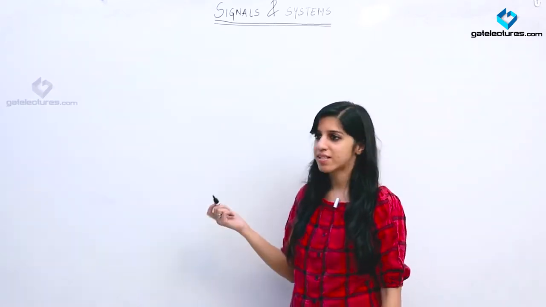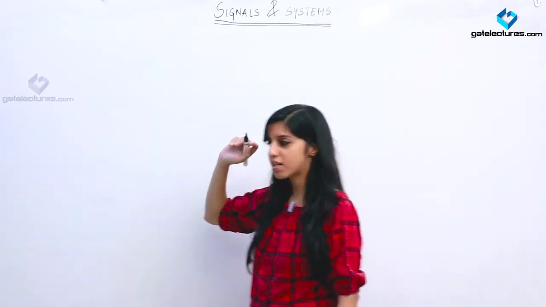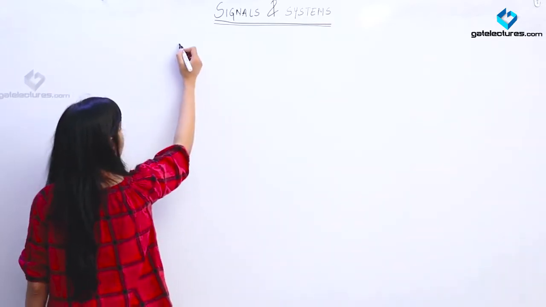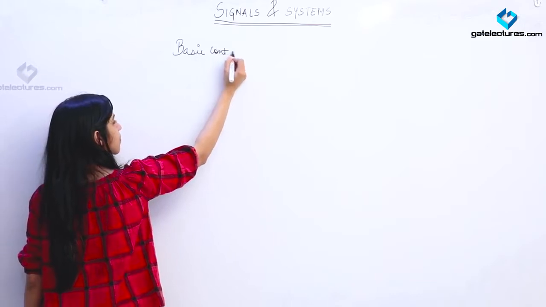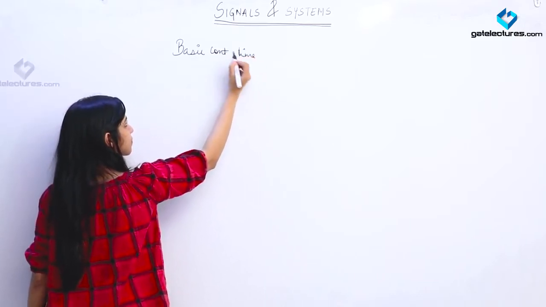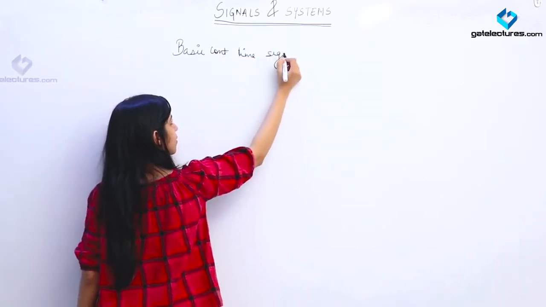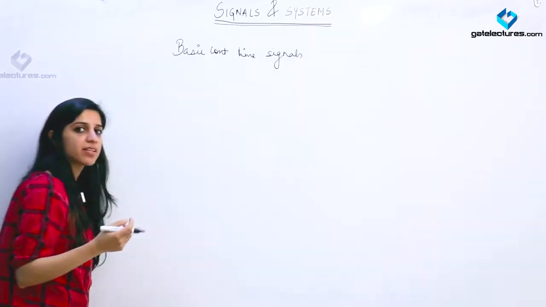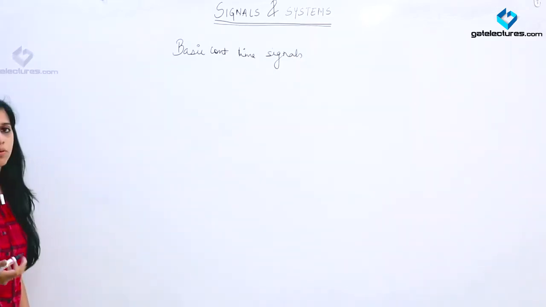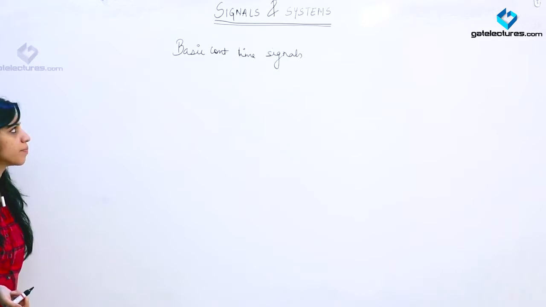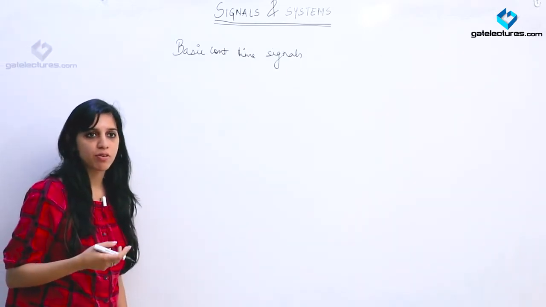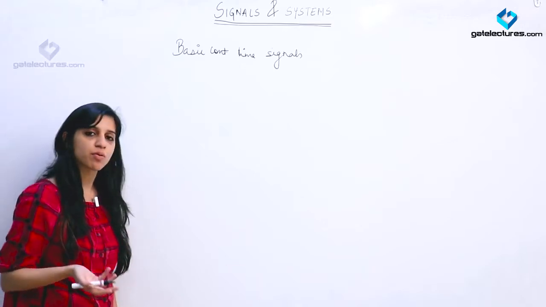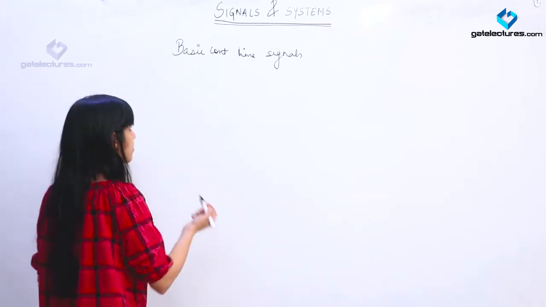Hello friends, so in this lecture we are going to look at some basic continuous time signals, some signals that we are going to use frequently. So we are just having an introduction of all the signals that we are going to use here and there frequently in the subject. We are going to study a few properties of them, and later as we move on we will see what properties they hold.